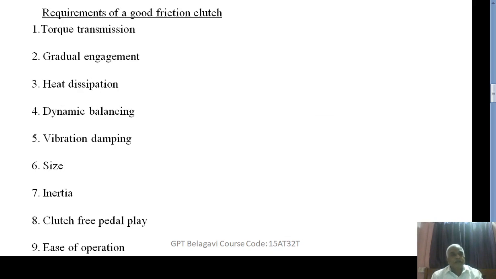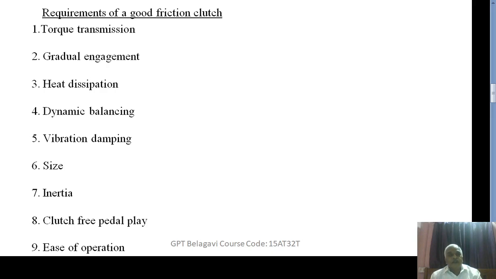Then regarding the requirements of a good friction clutch. While designing the friction clutch, we have to consider these following aspects, or these are the factors to be considered while designing a good friction clutch. Here there are 9 requirements. One is the torque transmission. The torque transmission indicates the capacity of the clutch.